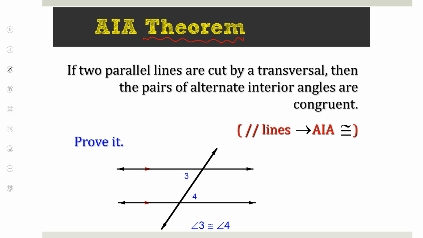So, why is angle 3 equal to angle 4? We should be able to prove it because it's a theorem. How do we prove it? And I'll give you a hint. Let's call this angle 2. How would I prove that angle 3 is congruent to angle 4 based on what we've already talked about? Take a shot at it.